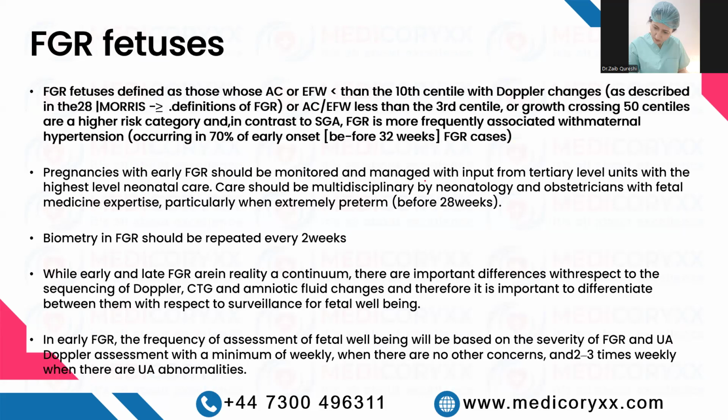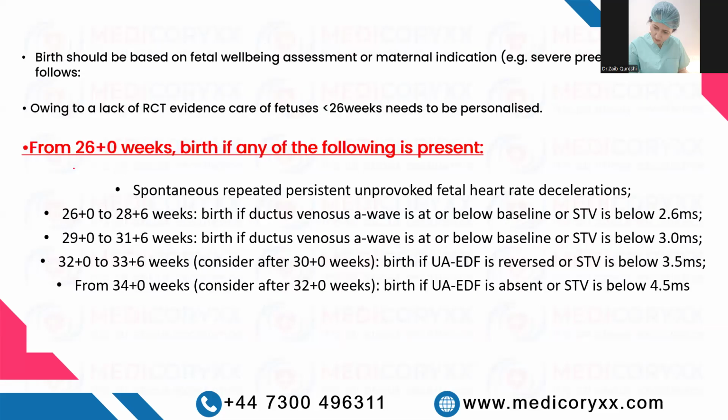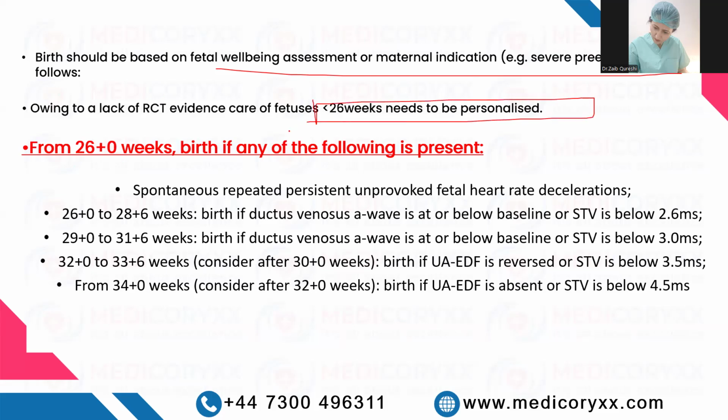For FGR fetuses, we have just said, the early and late. So the biometry is going to be every 2 weeks, and Doppler is going to be accordingly. From 26 weeks, birth should be based on the fetal well-being assessment or the maternal indication as follows. Less than 26 weeks, very dangerous area. It needs to be personalized. Every pregnancy should be individualized at less than 26 weeks.